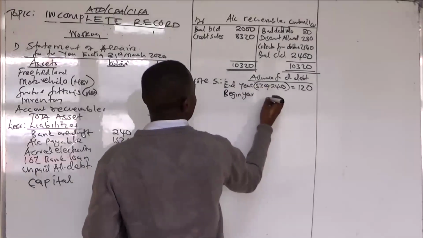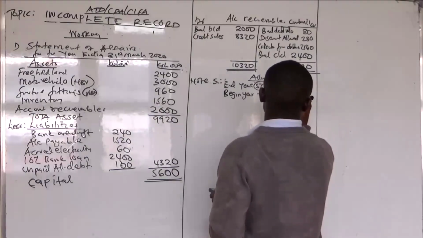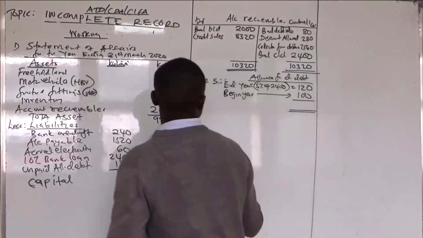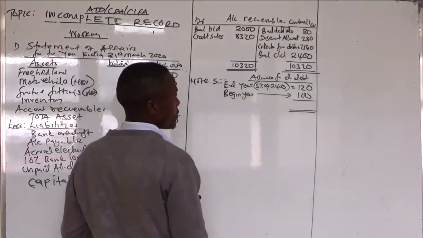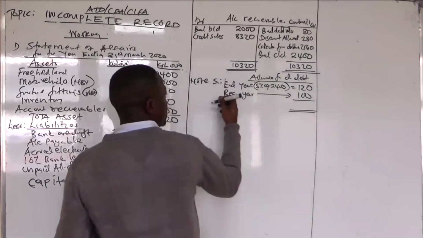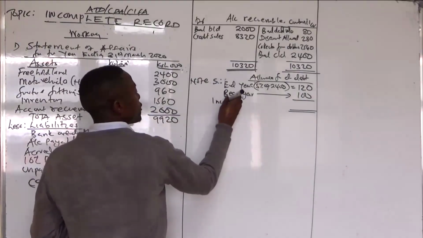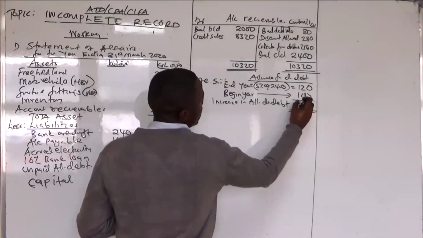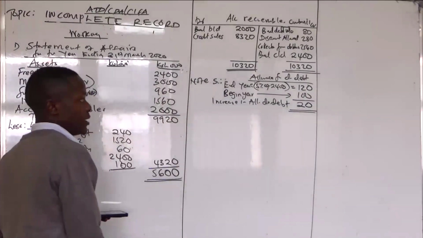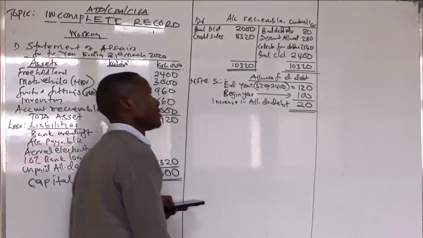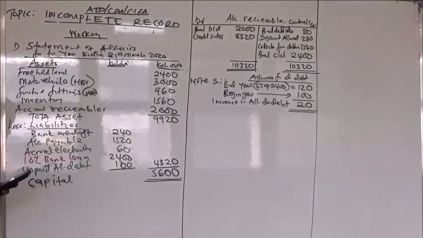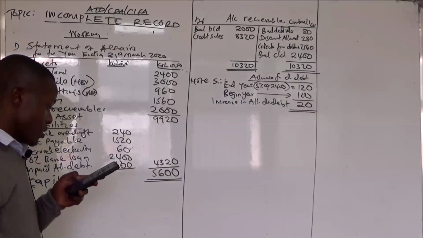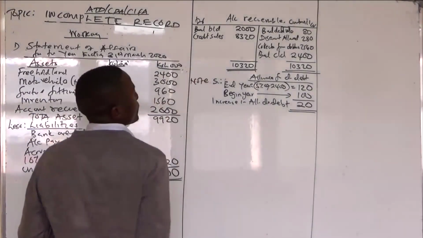But at the beginning of the year, how much was it? 100. Is there a decrease or increase in allowance for doubtful debt? Increase, since this is the end and this is the beginning. It is an increase of 20 in allowance for doubtful debt. Now this will be an expense. That is understood.